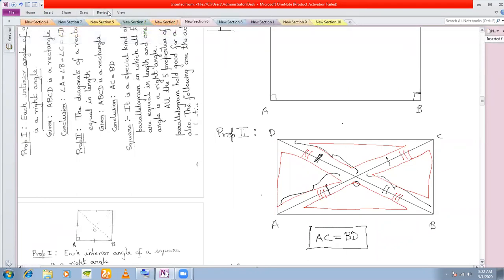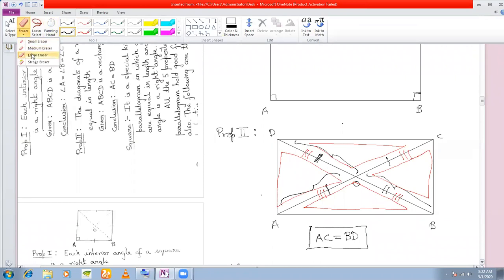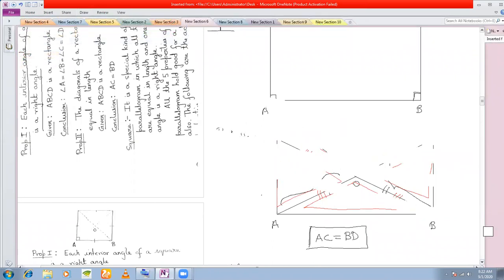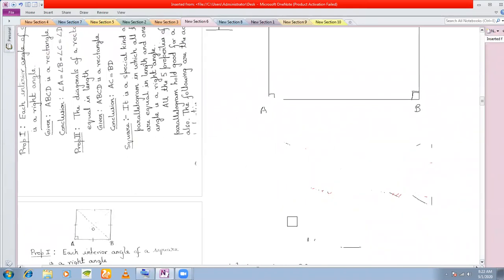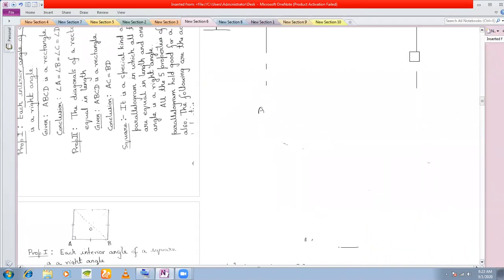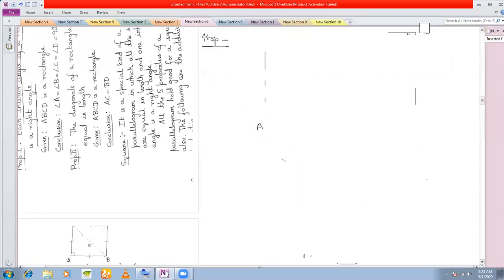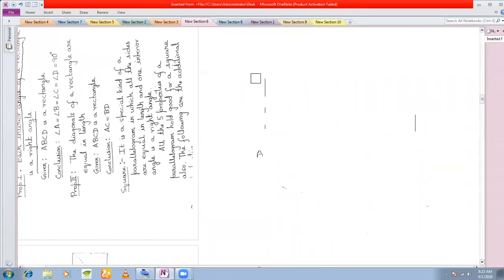No, sir. Fine, let us discuss the properties of a square. Now, what is a square? A square is also a parallelogram. But what kind of a parallelogram? It is a parallelogram in which all the sides are equal, and one interior angle is a right angle.